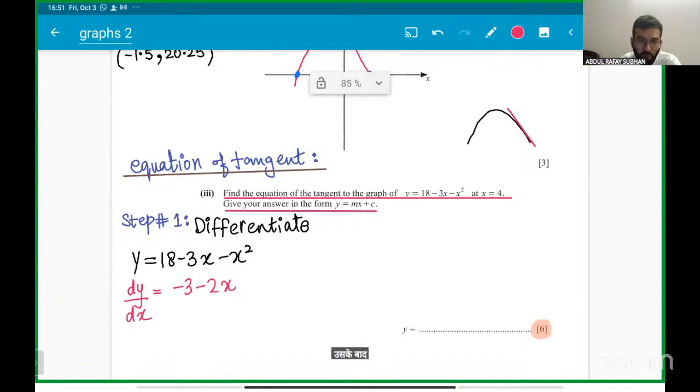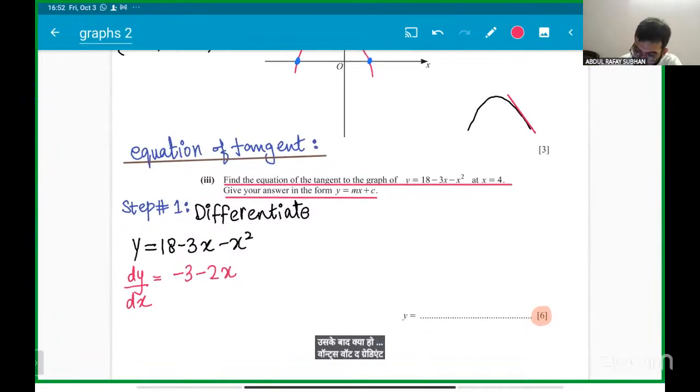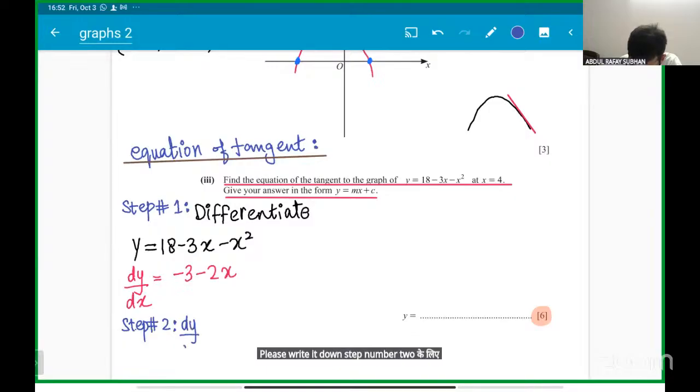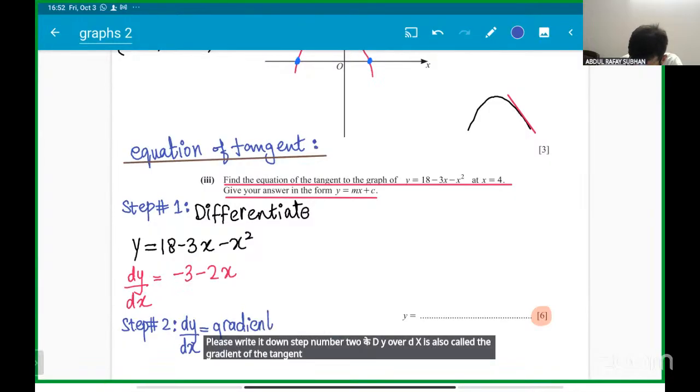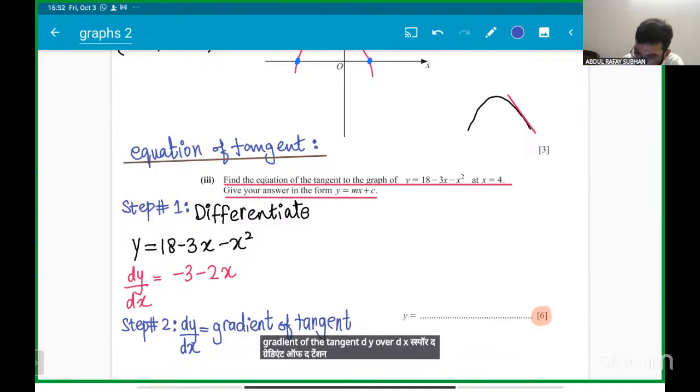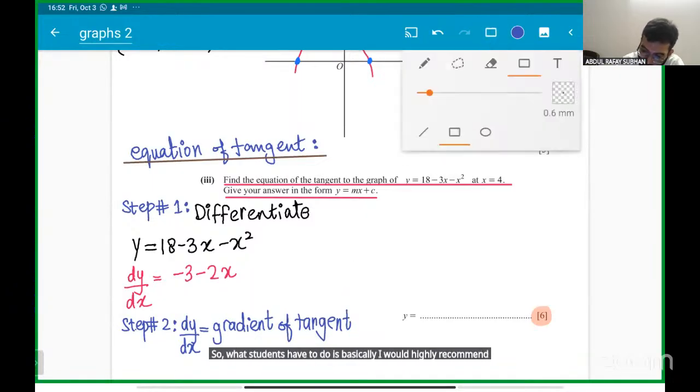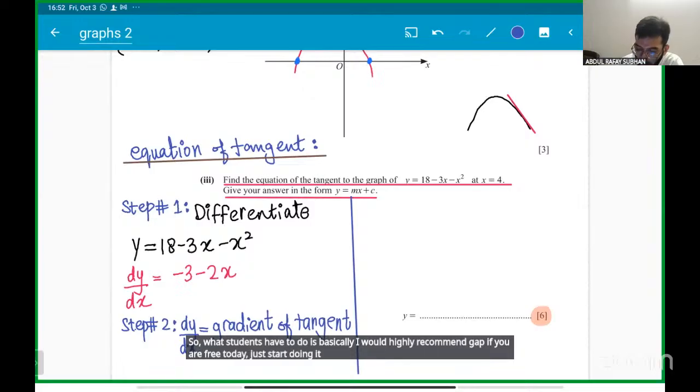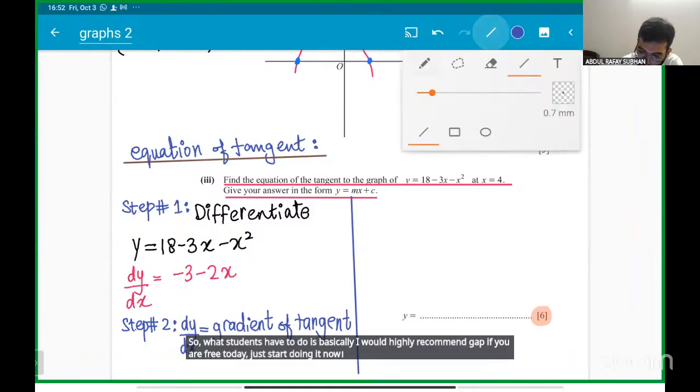What happens after that? Once we got the gradient, we need to understand step number 2. Please write it down. Step number 2 concept is that dy over dx is also called the gradient of the tangent. So what students have to do, I would highly recommend that if you are free today, just start doing it now, okay? dy over dx is the gradient of the tangent.